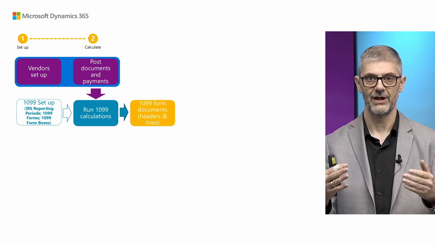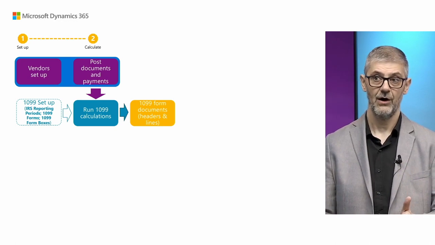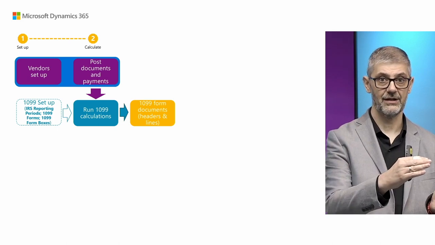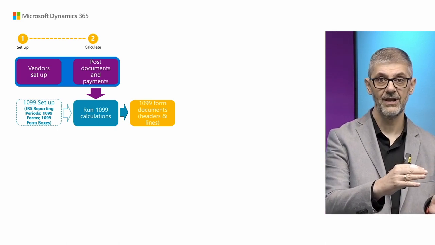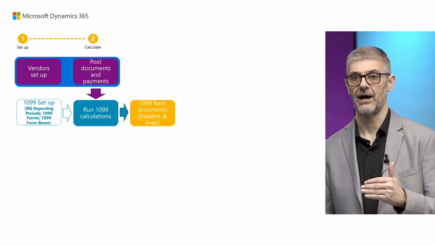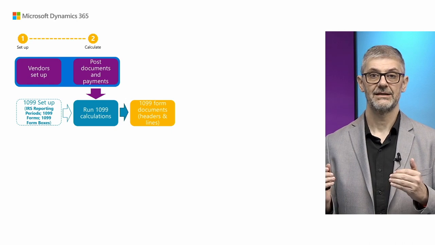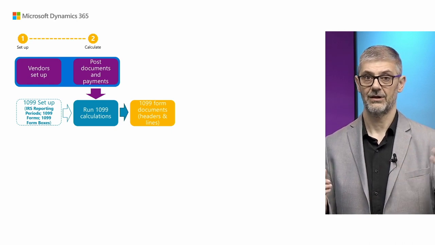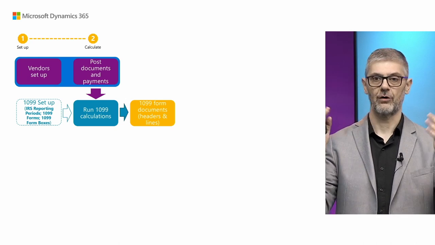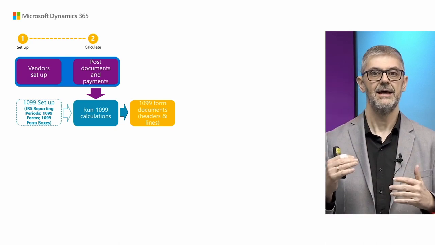So when you run the calculation, we assume you have all documents and the payment register. Now we have all this setup information about 1099 reports, and the system will just calculate it. And when we calculate, what will you get now? After setup, the second value you will get is 1099 form documents. Now we have a document with header and lines. You will see a little more why this is important, why this is a benefit.